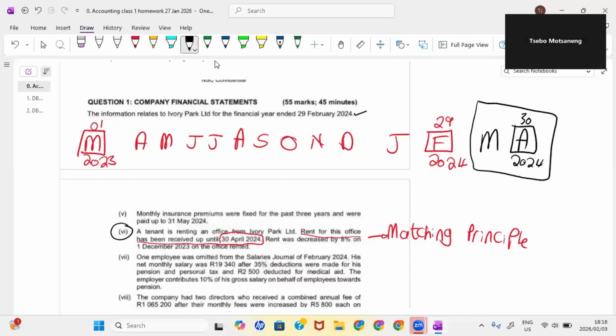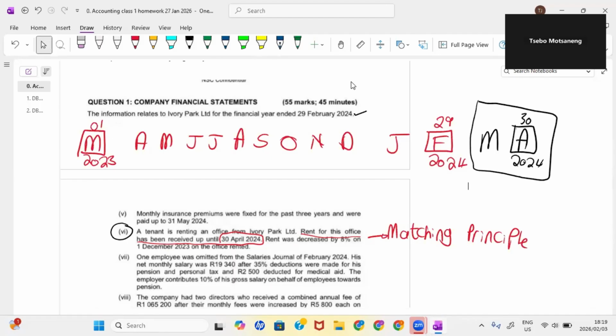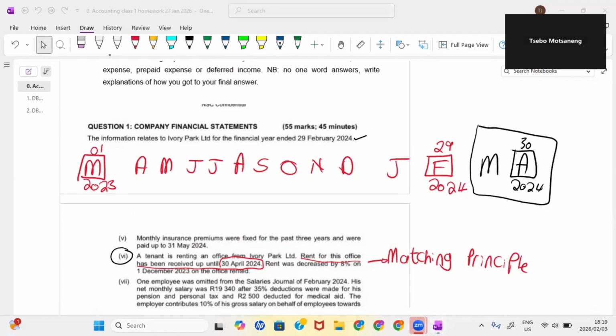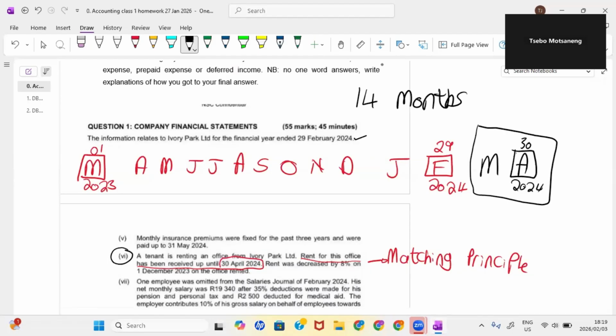So I have a question before I move further. Now, just answer it in the chat. How many months did we receive this rent income for this financial year? For how many months? Please just write in the chat your answer. 14 months. Thank you. We've received for 14 months. Okay, so we've received for 14 months this rent. That's very important for us to take note of, right?